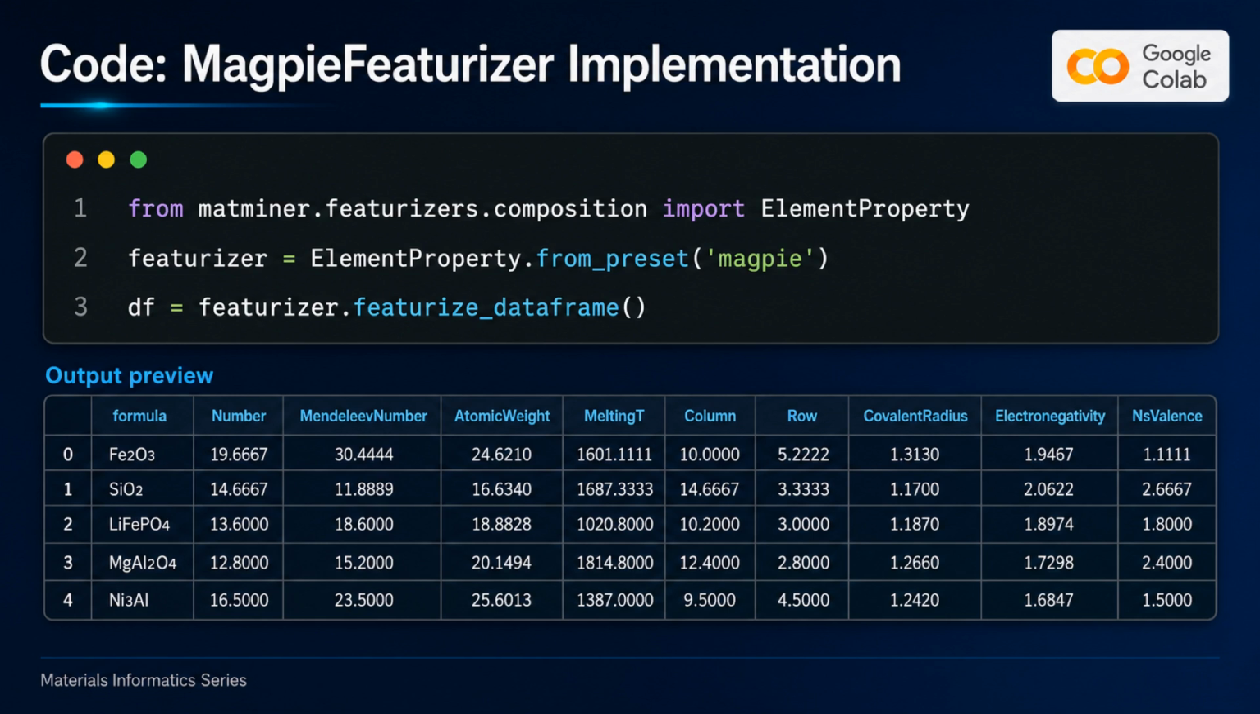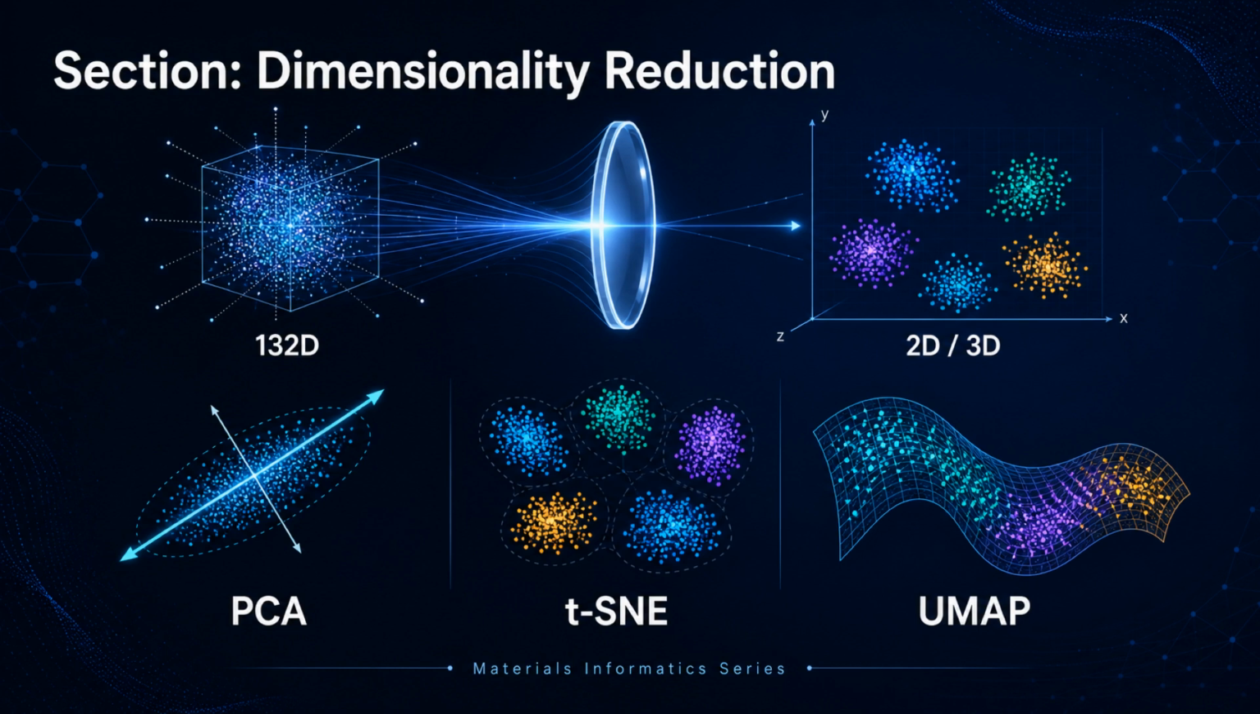Number. Over 100 dimensions is too many to visualize directly. Dimensionality reduction techniques project high-dimensional data into 2 or 3 dimensions for visualization. We'll cover 3 methods: PCA for linear variance preserving projection, t-SNE for preserving local neighborhood structure, and UMAP, which balances local and global structure preservation. These visualizations help understand material space structure.